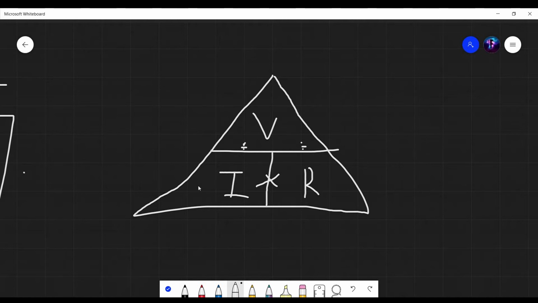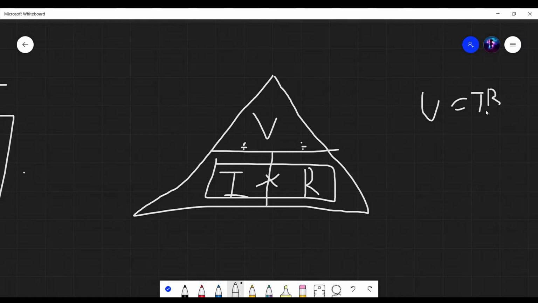So this will help you a lot. For example, if you're finding the voltage, you can cover up the V because that's the voltage, and then at the bottom you would see I times R. So V equals I times R. But how about if you need to find the current, which is I? Well, you can just cover up I and look at V. So I equals V divided by R.